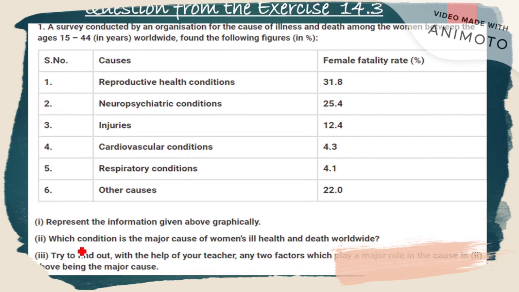Second, taking a suitable scale, mark the class intervals on the x-axis. And third, taking a suitable scale, mark the corresponding frequencies on the y-axis. And last and fourth step, construct a rectangle with the class interval as base and the corresponding frequency as height. So I think you got my point.